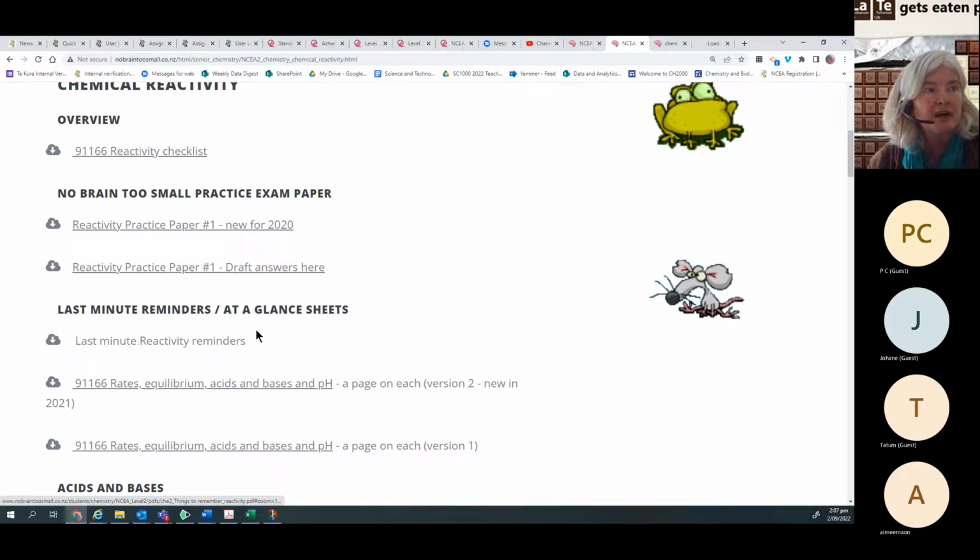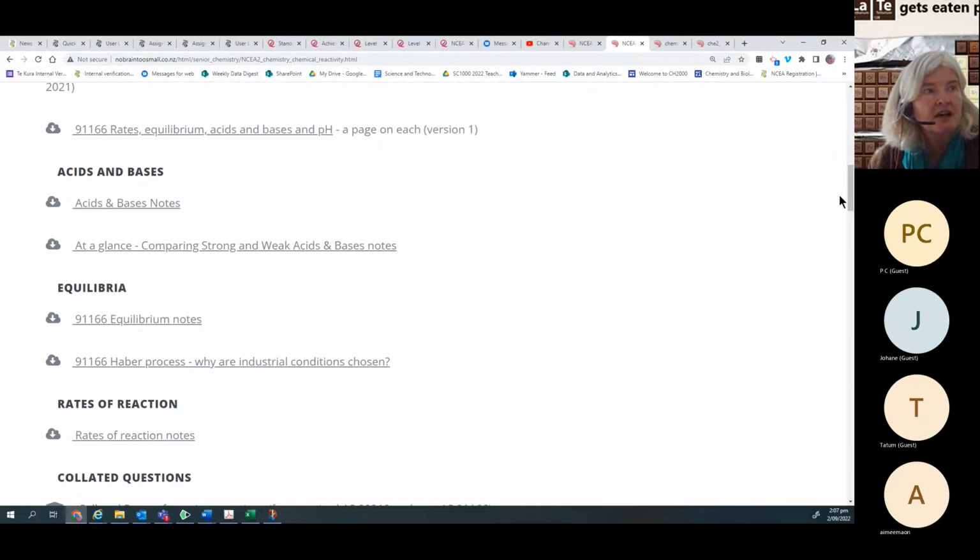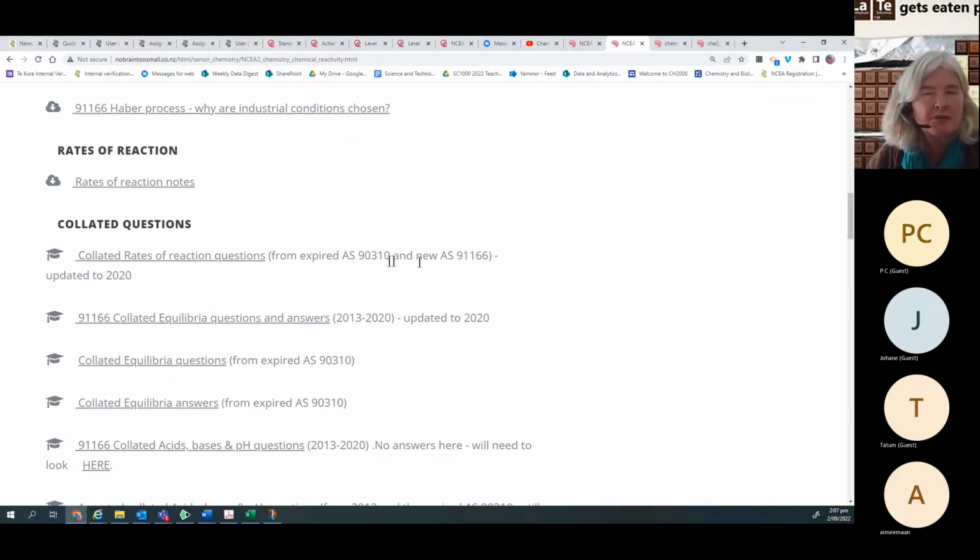Last minute reactivity reminders, and there are some quick things. What she's done is she's got some extra notes and collated questions. So say you want to really focus on explaining rates of reactions, for instance, you can look at this section, and it's all from the old standard, so in the 2000s, as well as for the standard, all the past NZQA papers collated for rates of reactions, and similarly for equilibria, as well as for acids and bases.